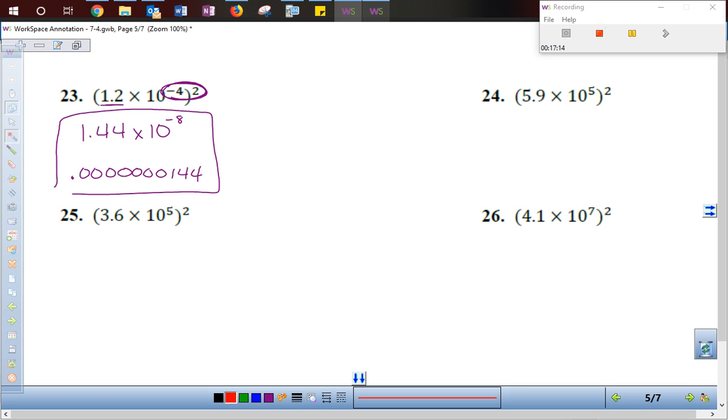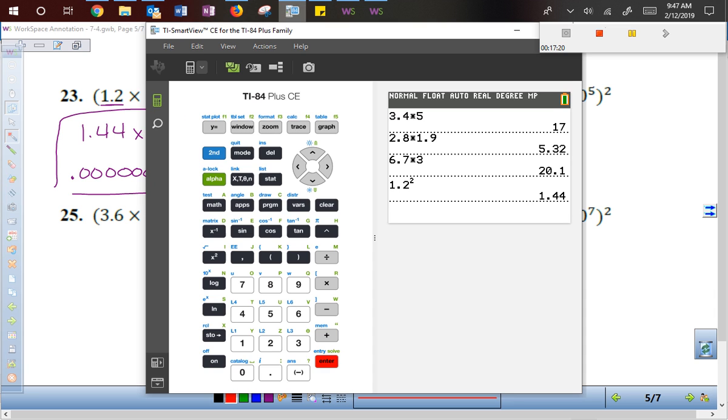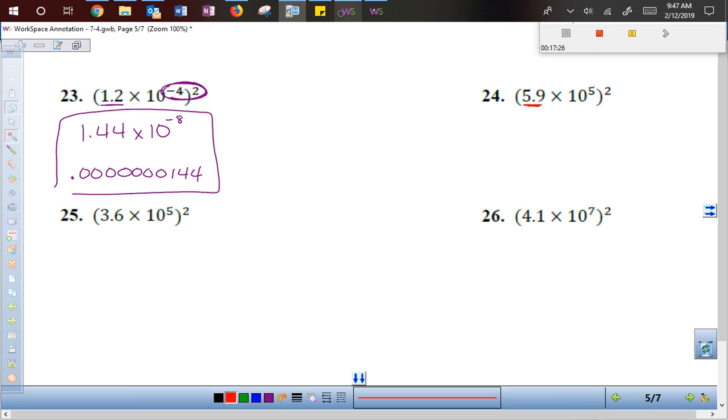On number 24, again, we're going to start by taking this coefficient and squaring it. So 5.9 squared gives me a result of 34.81.